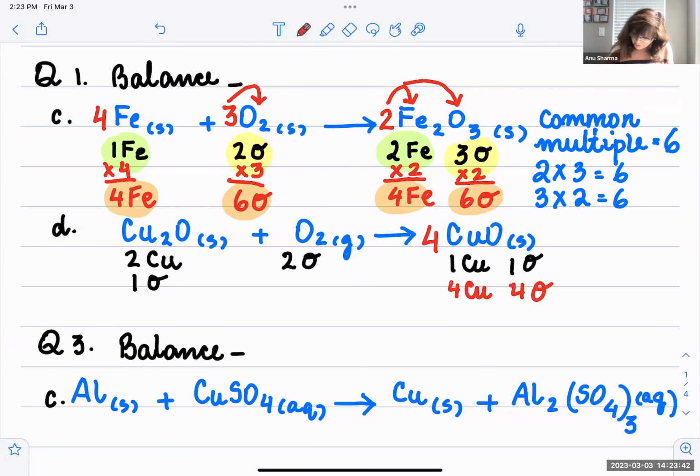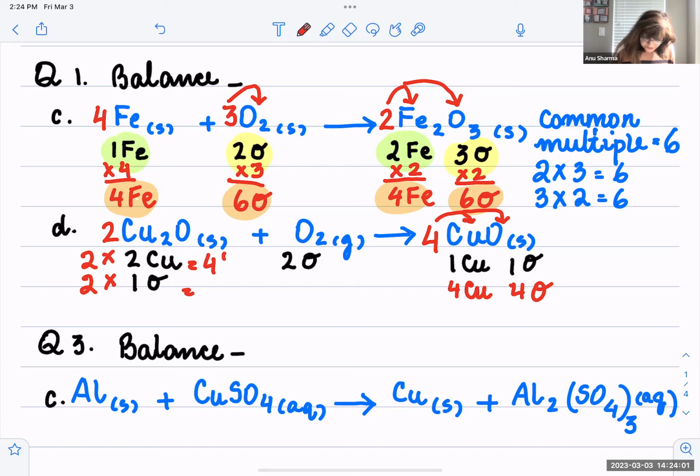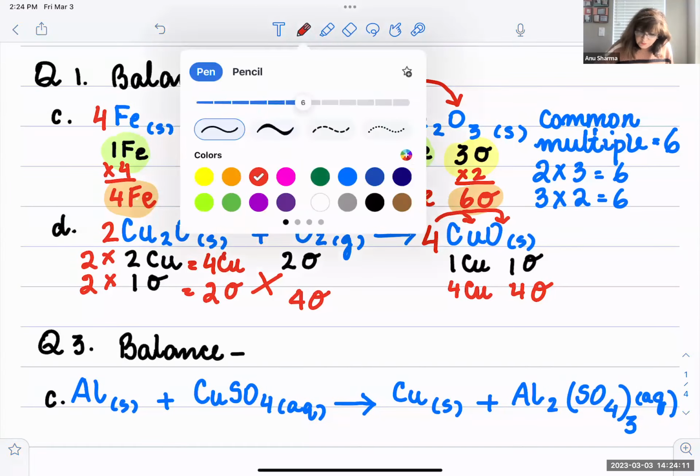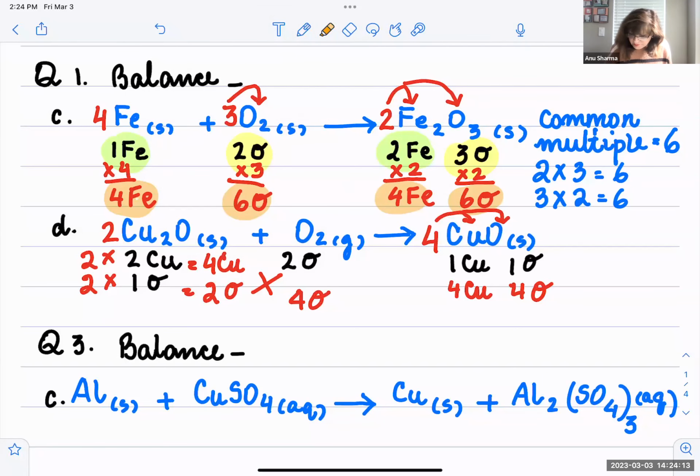Okay, so we have 4 coppers, 4 oxygens, because this 4 applies to copper and this 4 applies to this oxygen. Now, on this side, we're going to make 4 copper. So how do you do that? You put 2 here. So this 2 times the 2 coppers and 2 times 1 oxygen. So that makes 4 coppers, and that gives you 2 oxygens. And then you have 2 oxygens here. So when you add the 2 together, this gives you 4 oxygens. So 4 oxygens on one side and 4 oxygens on the other side.